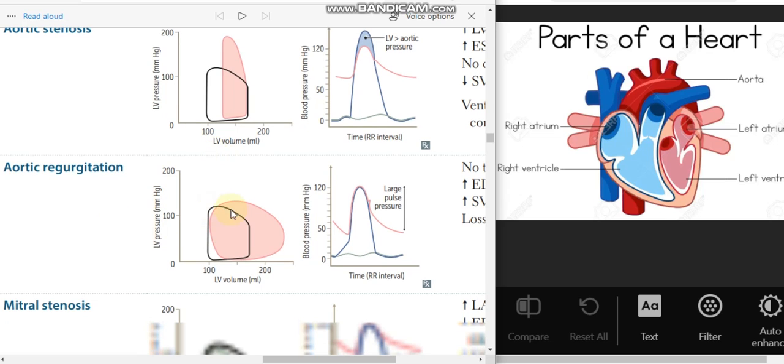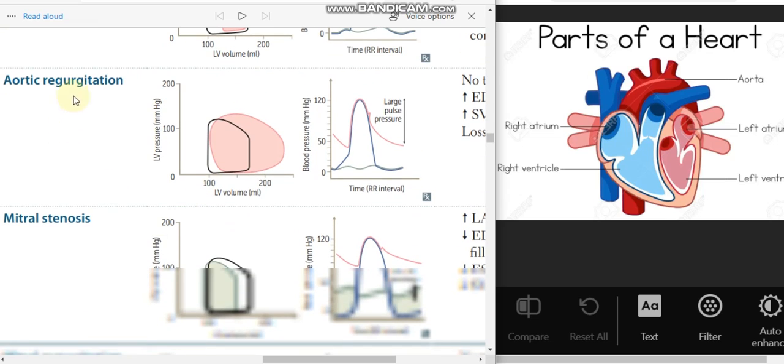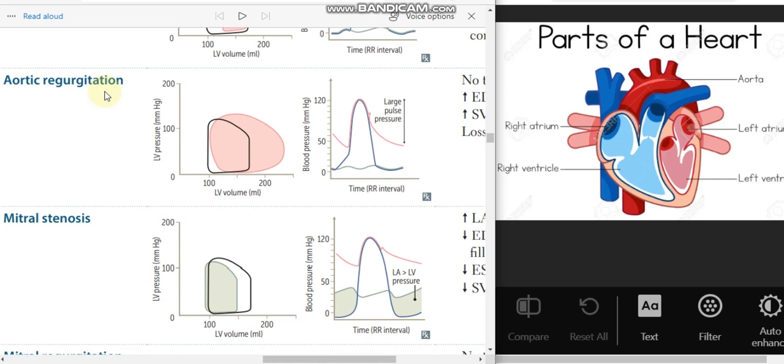Then we have aortic regurgitation. We know any regurgitation, aortic or pulmonary, is a volume overload condition. Here, when the blood goes into the aorta and the ventricle relaxes, the blood comes back. So the volume of the ventricle actually increases because the blood is coming from the mitral valve and also regurgitating from the aortic valve, leading to volume overload. So this is the volume overload curve.